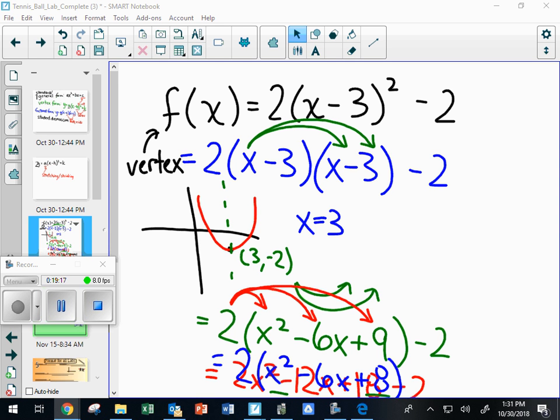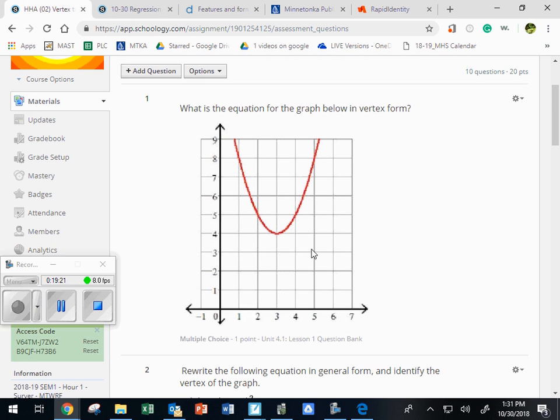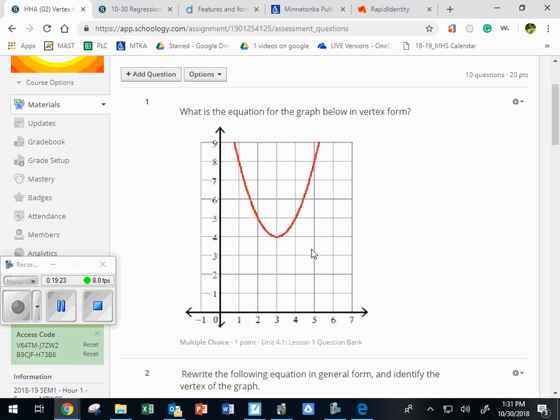All right? So, if we look at the questions here, is this your first question? Yes? All right. For this one, it says, what is the equation for the graph below in vertex form? What do we need to know if we're using a vertex form? The vertex. What is the vertex? Our vertex is 3, 4.